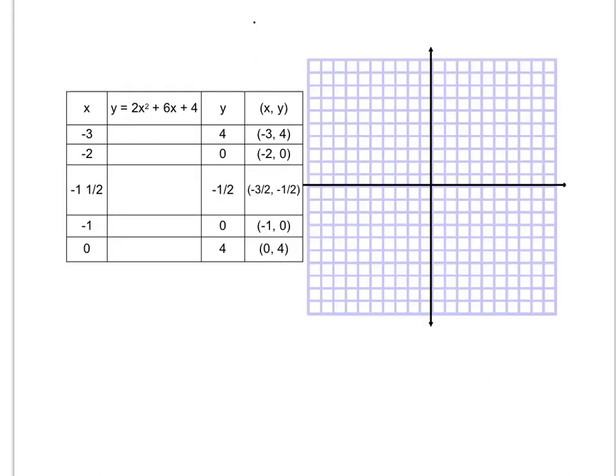Okay, so now we're ready for the graphing part. This is what your table should look like right here. Okay, you should have had these points filled in already. These are the y's you should have gotten with the ordered pairs, and you should have a bunch of work in the middle here. Alright, so now I just need to go ahead and plot these points.